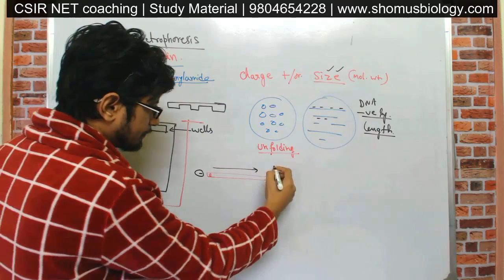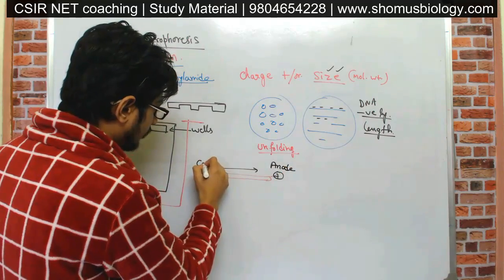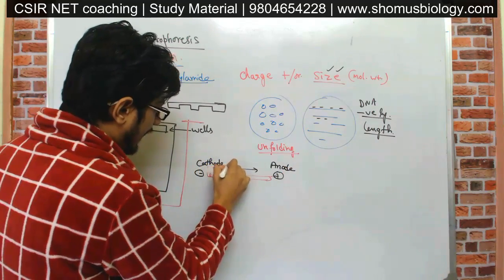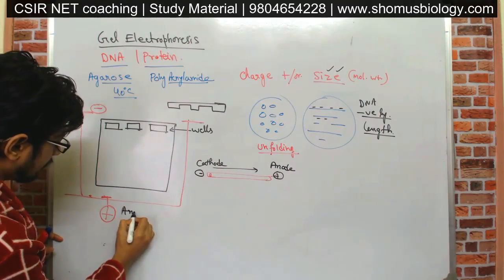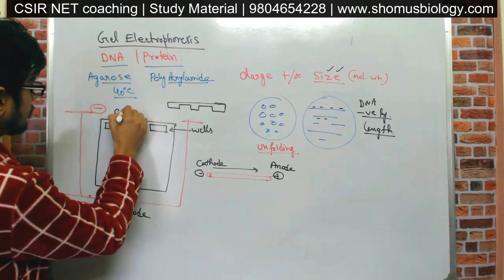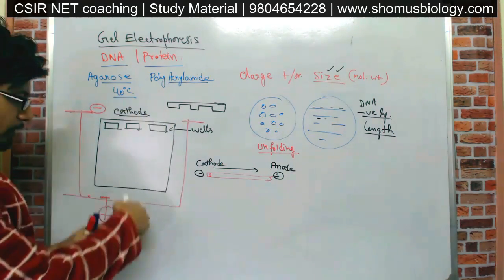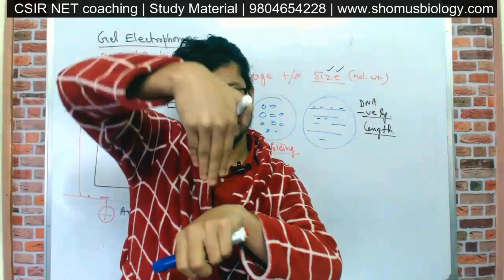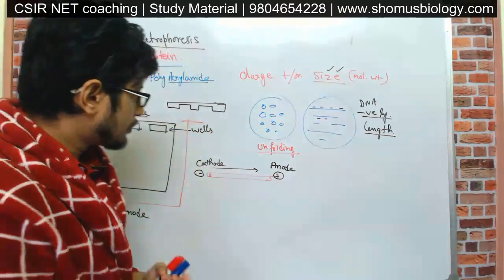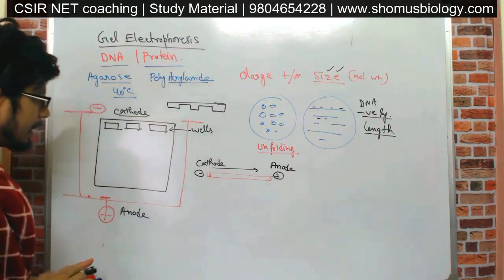That means from the cathode towards the anode. Okay, that will be the movement. Same thing here. This is anode and this is cathode, from the cathode towards the anode, but this is a vertical gel where we put the gel block vertically. That's a vertical gel. So vertical gel electrophoresis, horizontal gel electrophoresis.